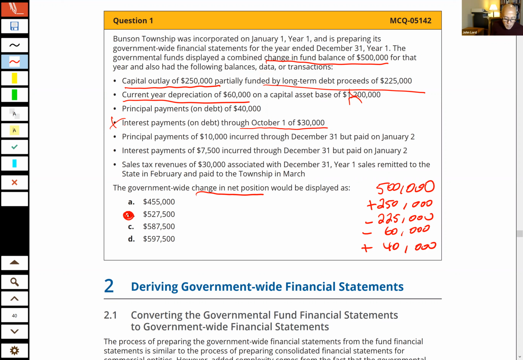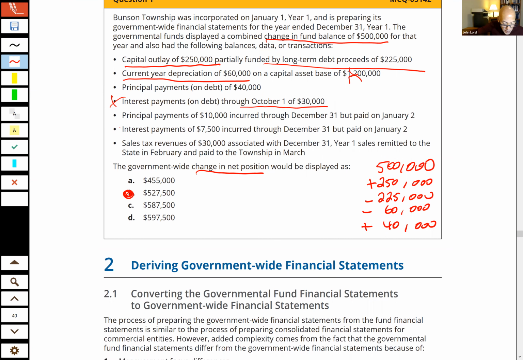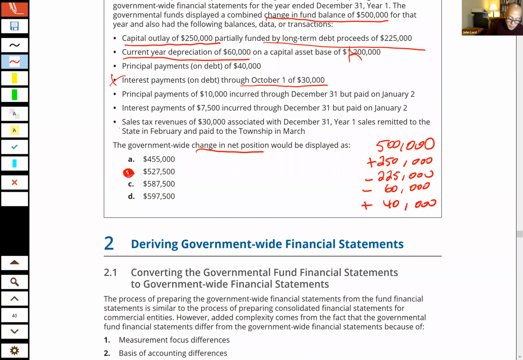Good. How about principal payments of 10,000 incurred through December 31st, but not paid, but paid on January 2nd? You would ignore that. Okay, good. I'm going to ignore that because, hey, we paid the principal, but we didn't pay it until the next year. So it didn't affect the change in fund balance, and so I don't need to worry about that. How about interest payments of 7,500 incurred through December 31st, but not paid?